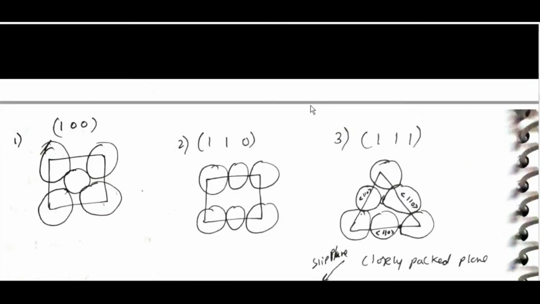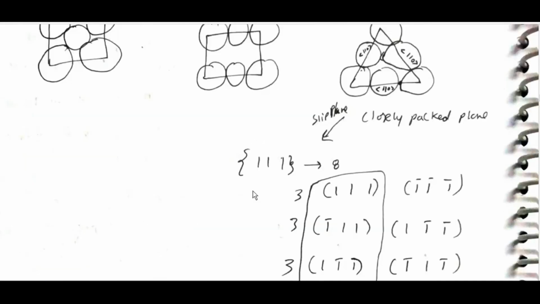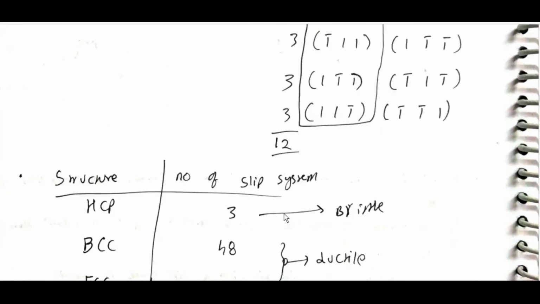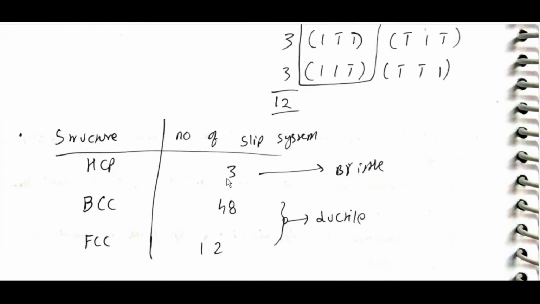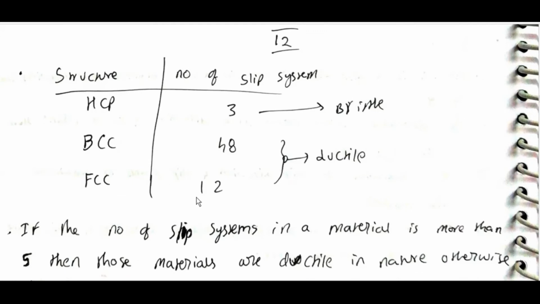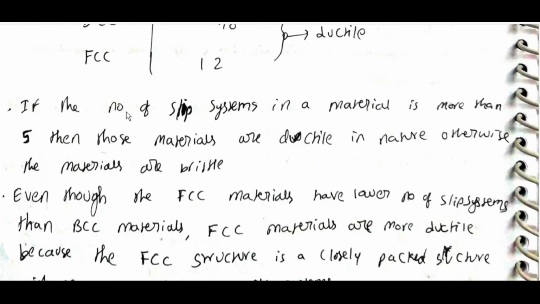In these 3, 110, this slip plane each has 3, 12 systems. Structure, number of slip systems: HCP 3 brittle, BCC 48, FCC 12. These two are ductile. BCC 48. If the number of slip systems is more than 5, those materials are ductile in nature, otherwise the materials are brittle.